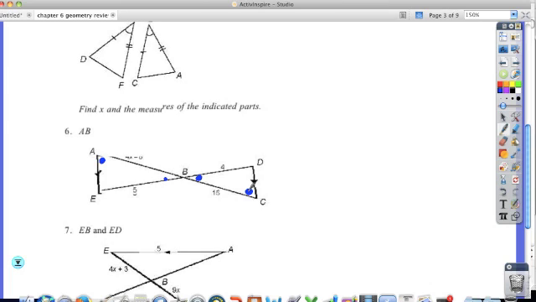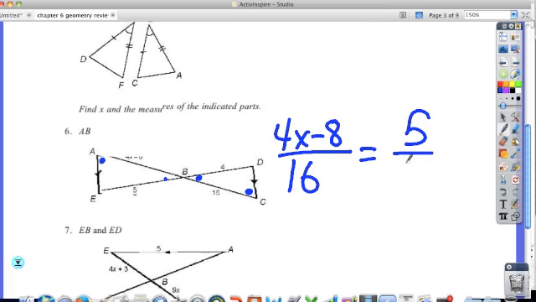Okay, so then, help me out here because my screen got messed up. What does this say? 4x minus 8 over 16. I think that's 16. And then 5 over 4. 4x minus 8 is on the top, so the 5 is on the same triangle, so it's there.